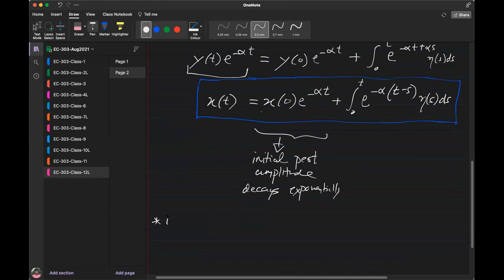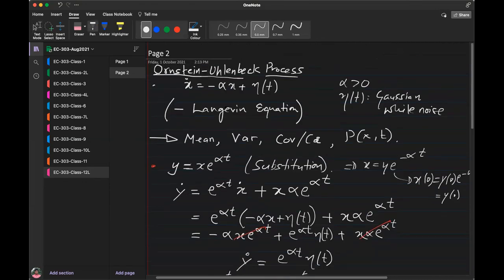Let's calculate the mean. Before we even compute the mean, let's take some limiting case. Whenever you have any new system or new equation, always think: can I think of some limiting cases? What's a limiting case for which you already know the answer? Is there a limiting case of this that you understand well? When there is no noise term.